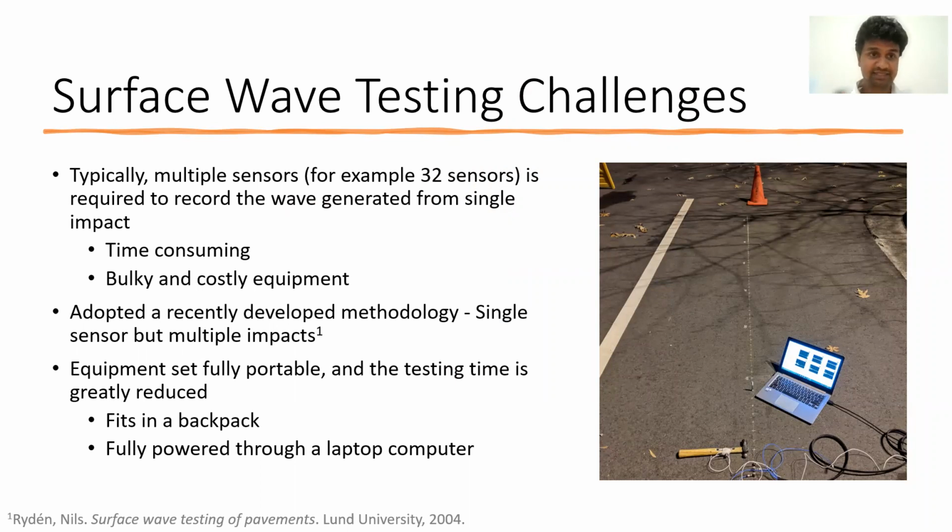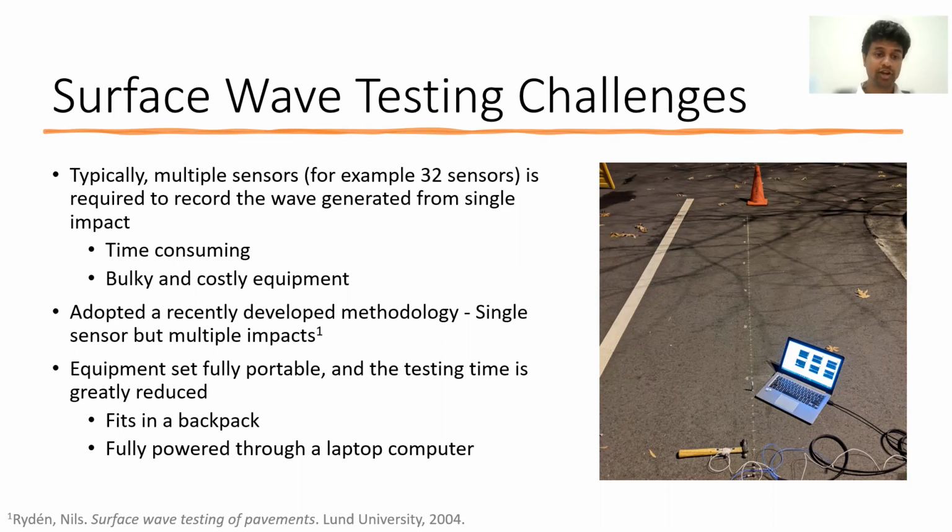You need multiple sensors at increasing distance from the impact to be able to reliably and repeatably record the waves that are generated from the impact. Often, this results in bulky and costly equipment, and the procedure is time-consuming. So in order to overcome this, we have adopted a recently developed methodology where we simulate the exact results that we get from multiple sensors by using a single sensor, but moving the impact farther and farther away from the sensor.